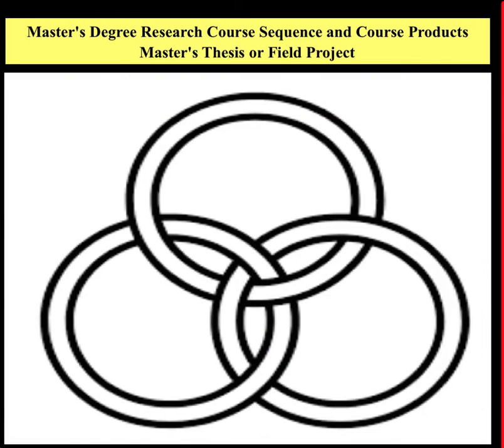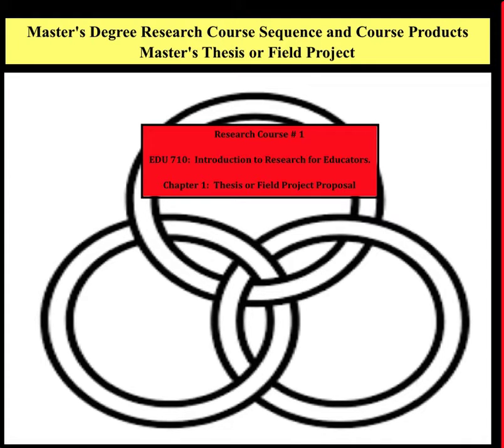Okay, let's take a look then here at the Master's Degree Research Course Sequence and Course Products. So your master's degree course sequence consists of a series of 3 research courses. The first course, which is this course, EDU 710, Introduction to Research for Educators. The initial course provides an overview of qualitative and quantitative research methods that are commonly used in the area of education and related social science fields. You'll learn how to read and to evaluate research studies, how to analyze the data, and how to design and actually write a research proposal.